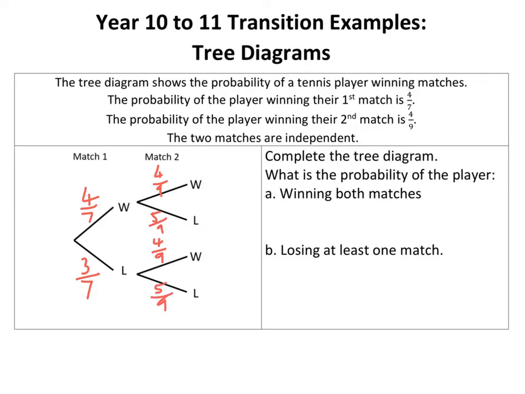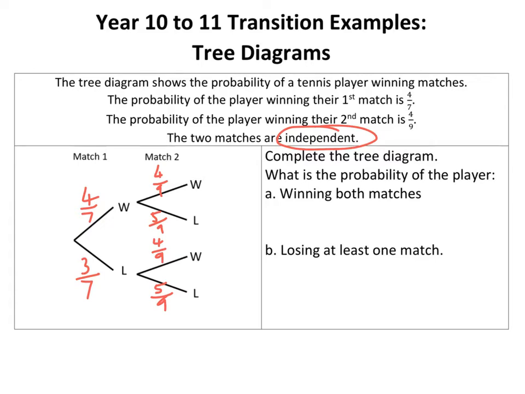All right, the two matches are independent. So basically, what that means is that whatever happens in the first match does not affect the result in the second match. Now, in reality, it might actually, but for the point of this question, the fact that it says it's independent means that the second match is not affected by the result of the first match.